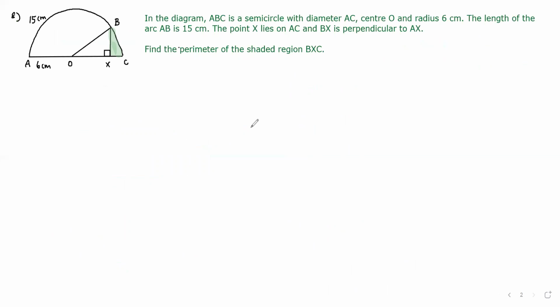Question 8. You are given a semicircle ABC. The diameter is given by AC. The center is O. The radius is 6 centimeters. AO is 6 centimeters. By the same reasoning, OB is also 6 centimeters, since it is also the radius. OC is 6 centimeters as well.